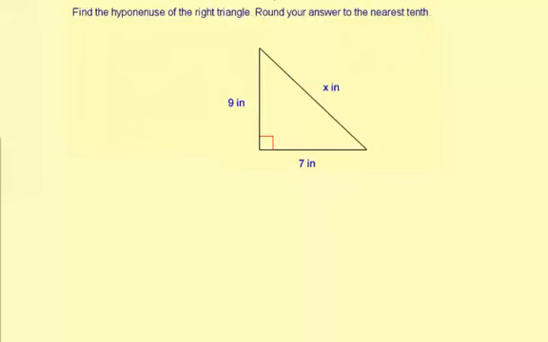Find the hypotenuse of the right triangle. Round your answer to the nearest tenth. So we can use the Pythagorean theorem here because we have a right triangle situation.